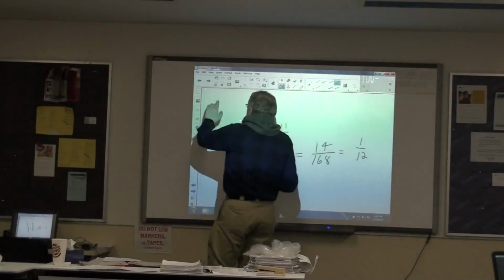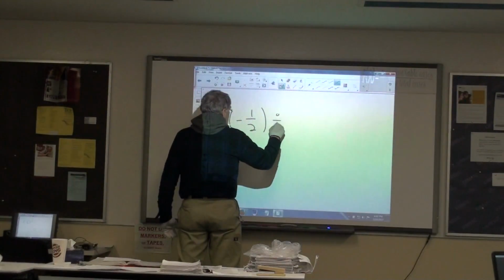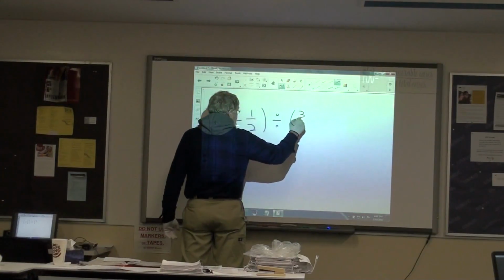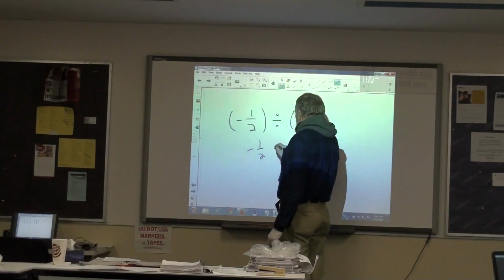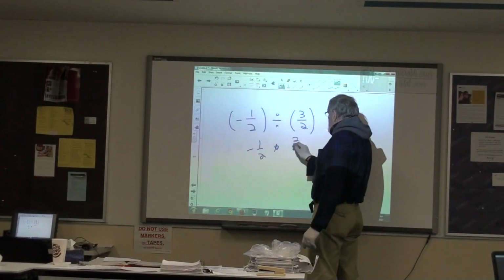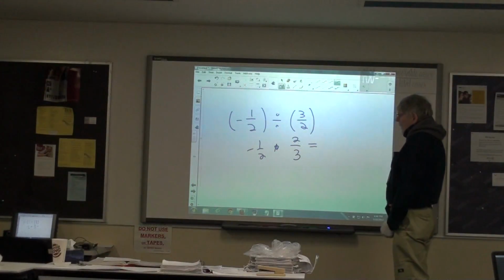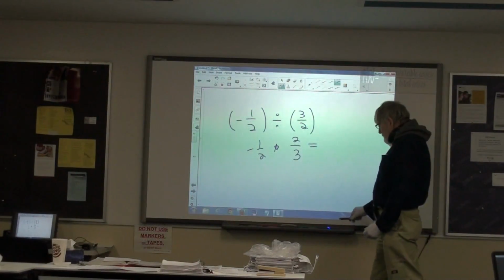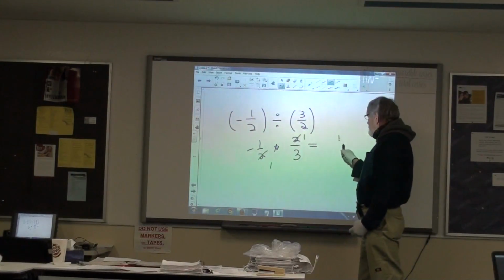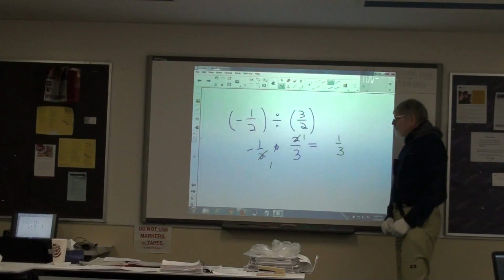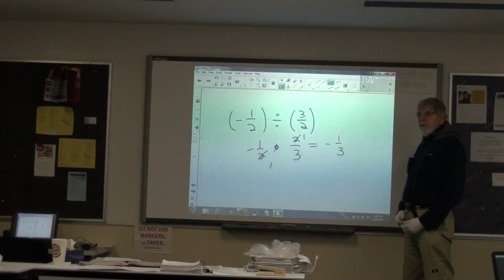So let's look at one more, which is -1/2 divided by 3/2. So we have to change that to a multiplication problem, 2 over 3, by flipping the second one. Now, do you see anything in the top that cancels with anything in the bottom? The 2's go away, and so the answer is 1/3. Now let's worry about the sign. How many minus signs are there? 1, so the answer becomes -1/3.